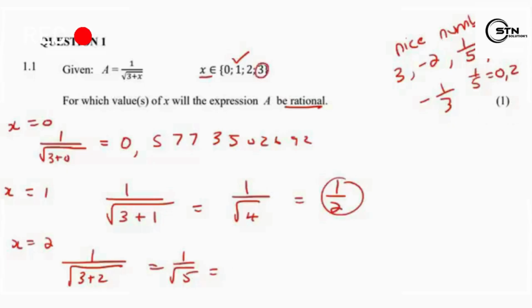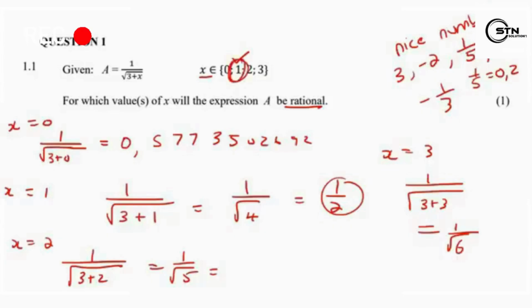And then let's try when x is 3. When x is 3, it'll be 1 over the square root of 3 plus 3, which is 1 over the square root of 6. It's going to be ugly. Okay, so the only answer for this one is when x is 1. So we can just say when x is 1.